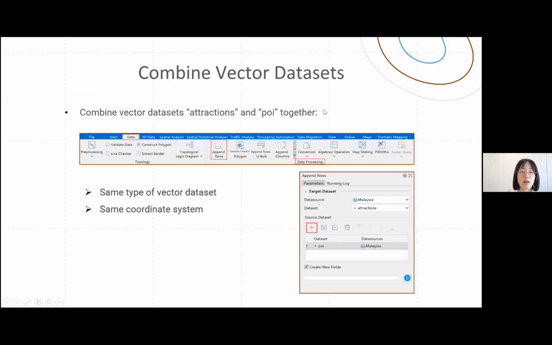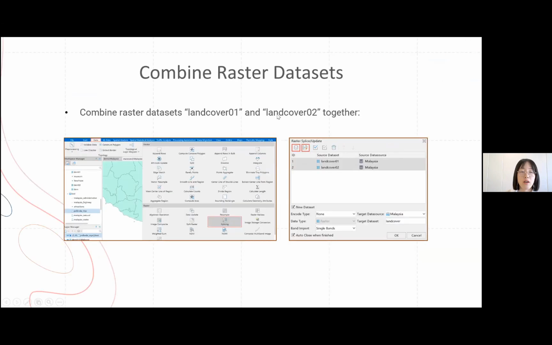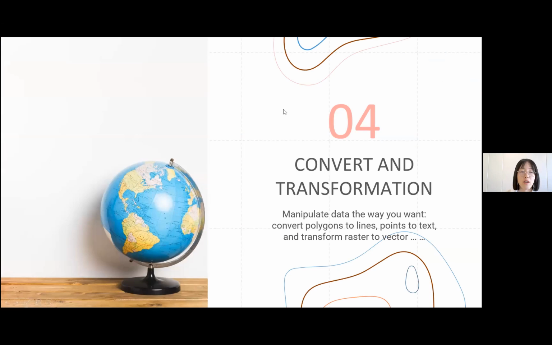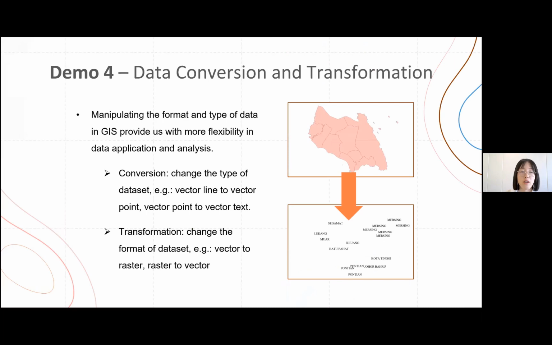That's all we need to know about how to combine vector data sets or combine raster data sets. And the fourth part is quite simple. It's just about how to convert and transform the format of our data sets. For instance, sometimes we want to transform the fields in our vector data sets into text data sets so that we can use them as labels.